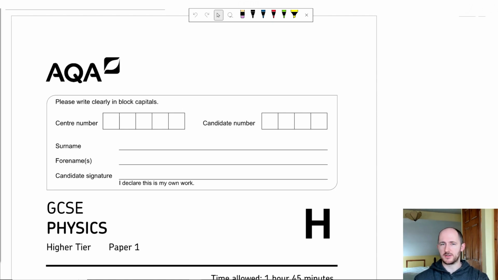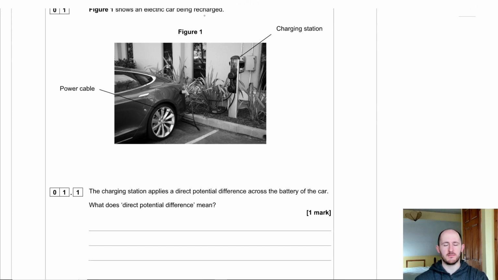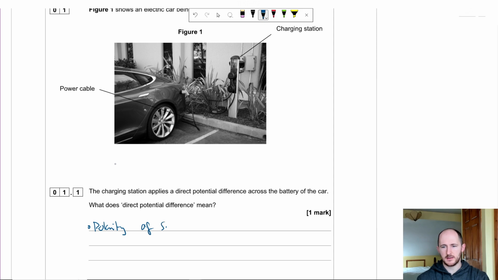But without further ado, let's jump into GCSE physics. Figure 1 shows an electric car being recharged. The charging station applies a direct potential difference across the battery of the car. What does this mean? You can say a few different things for this one. One of which is that the polarity of the supply doesn't change. Or you could say, which I think is the more human way of saying this, that the potential difference is in one direction only.